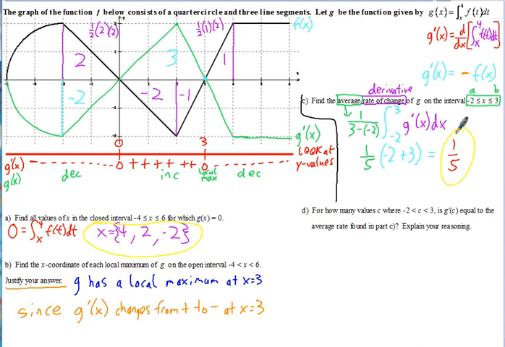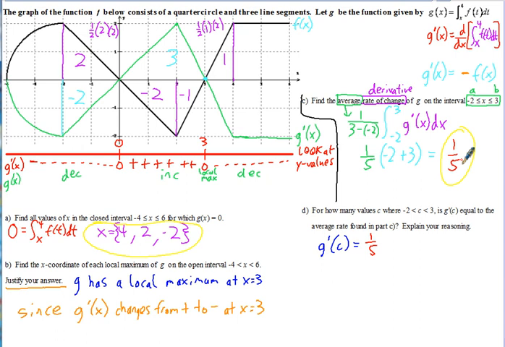And then part D relates directly to that. It says for how many values c, where c is between negative 2 and 3, is g prime of c equal to the average rate found in part C. So we're looking for how many times, between negative 2 and 3, does the derivative, g prime of c, equal this average value we got of 1/5. We know it has to equal at least one time, since that's the average. We've got a continuous function here.